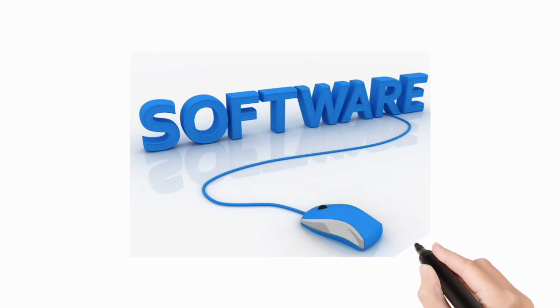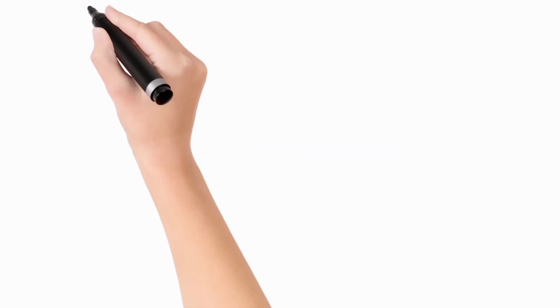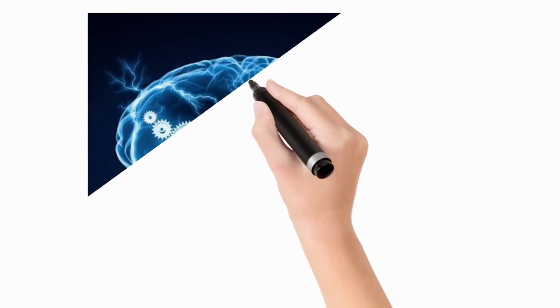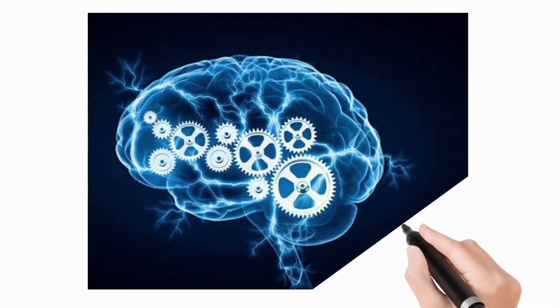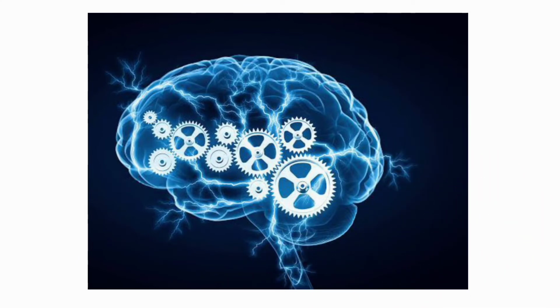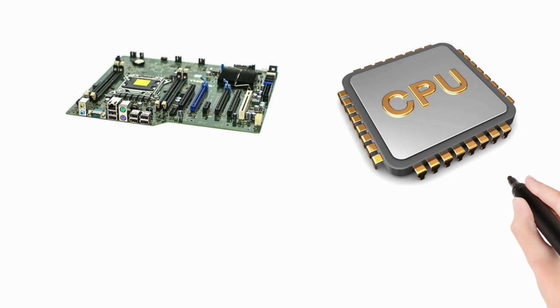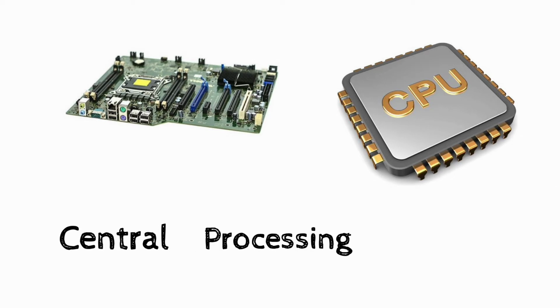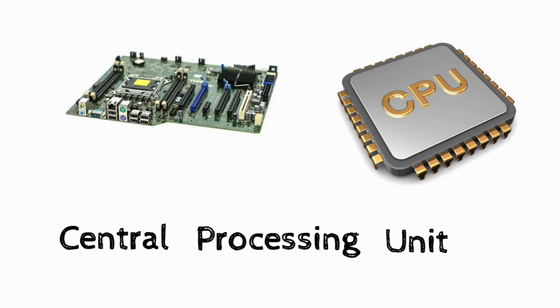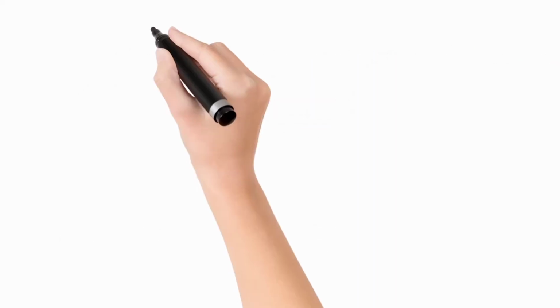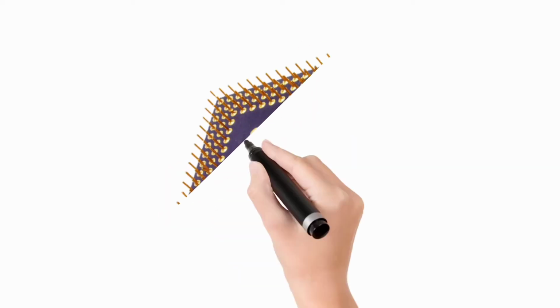Let's talk about the brain of the computer, which controls it. Actually, the brain of the computer is present in the motherboard. And the motherboard is a set of complex circuitry. There is a small square piece attached to it. This is called the CPU, which stands for Central Processing Unit. It is the complex circuit which controls all the functions of the computer.